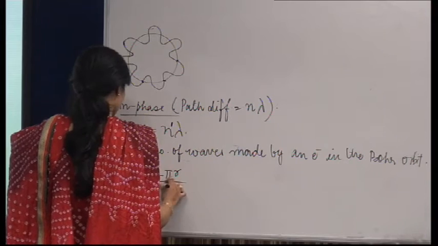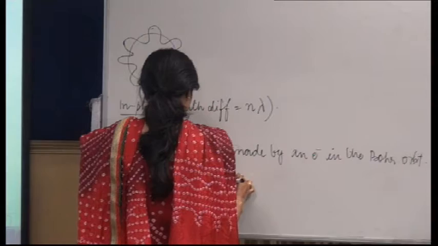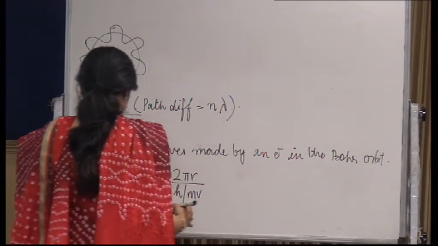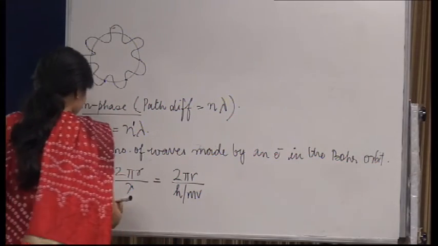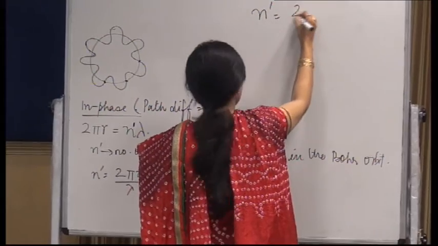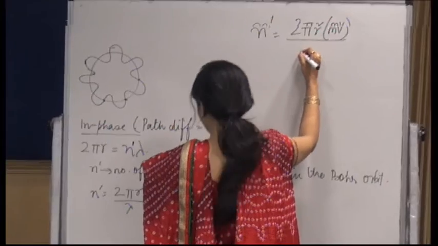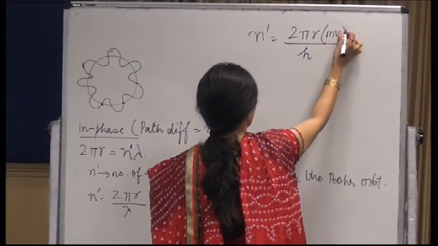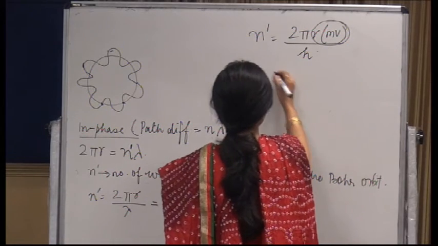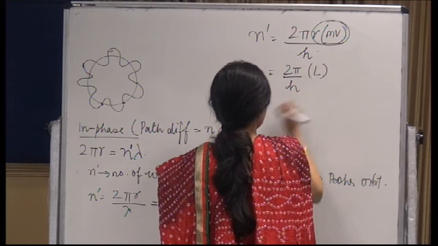Then here we know that this n dash is equal to 2 pi r upon lambda, and you know that your lambda is equal to h upon mv. What principle have I applied? De Broglie's principle. And then if I am writing my n dash as 2 pi r, I can take this mv above upon h. What is this mvr equal to? Angular momentum. This is equal to 2 pi by h into L, which is the angular momentum.